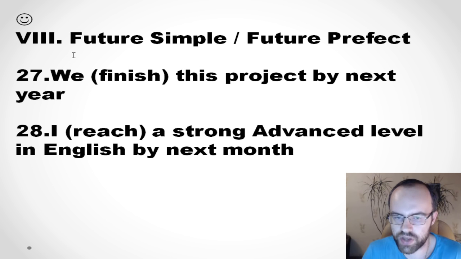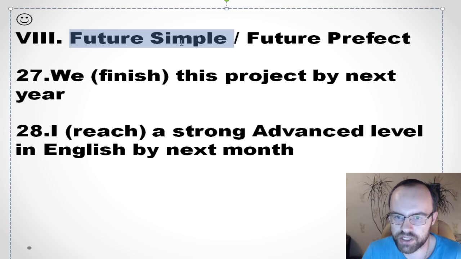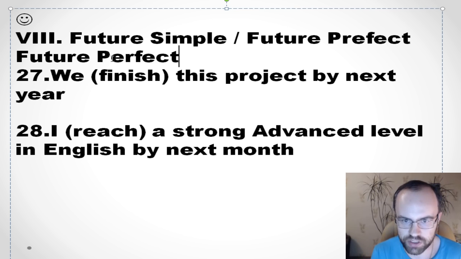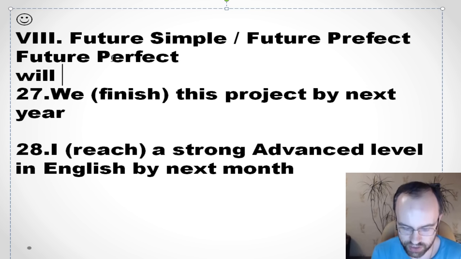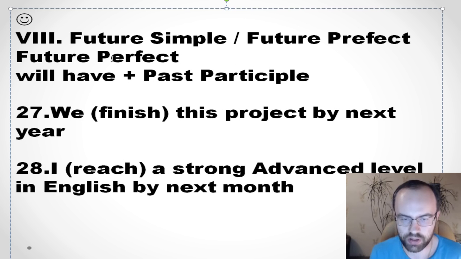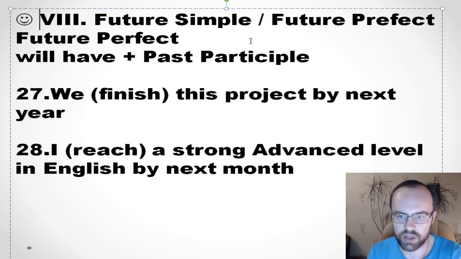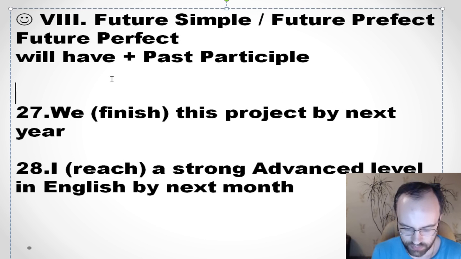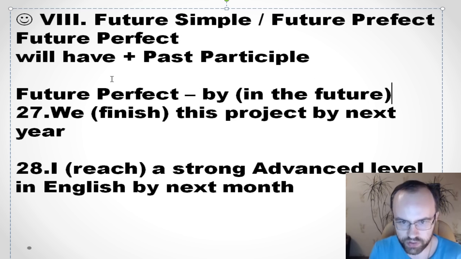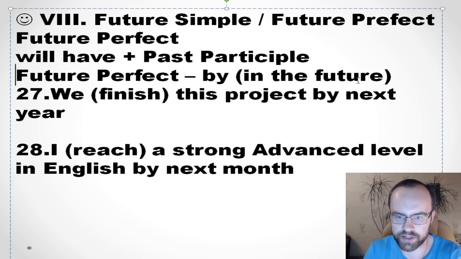I know that this tense is very easy, future simple, but what is future perfect? It's nothing difficult, just the structure may be difficult. We'll have plus past participle. But we use future perfect if there is by in the future. If there is by in the future, you need to use this tense.